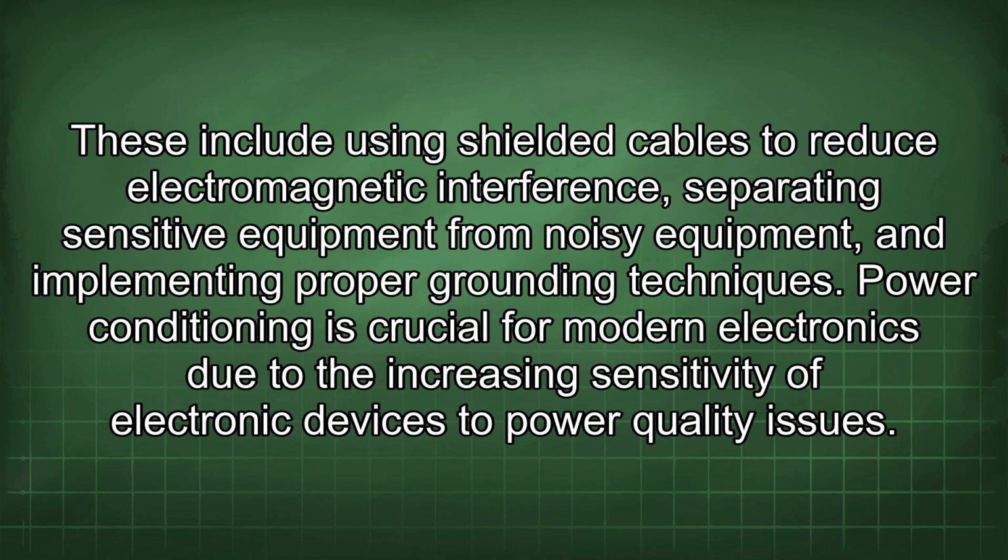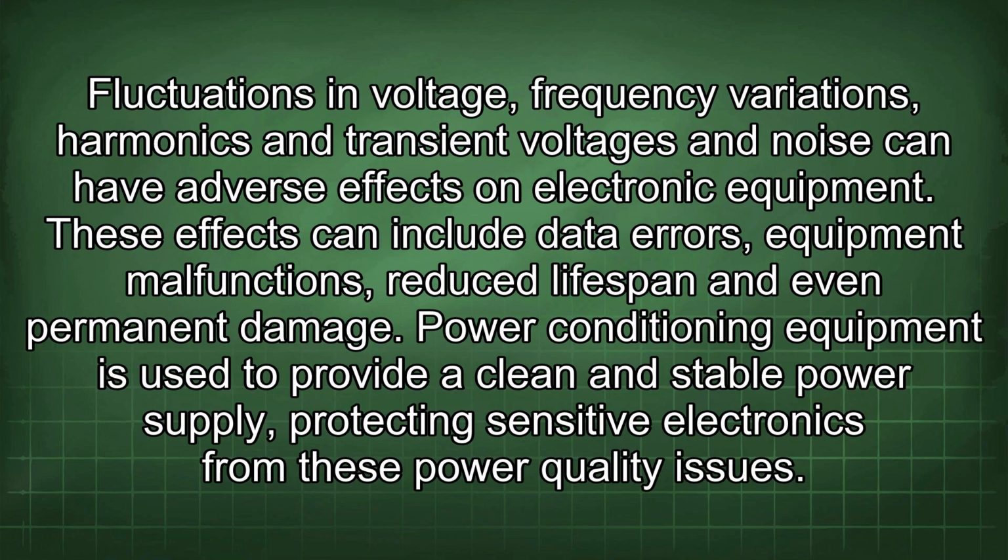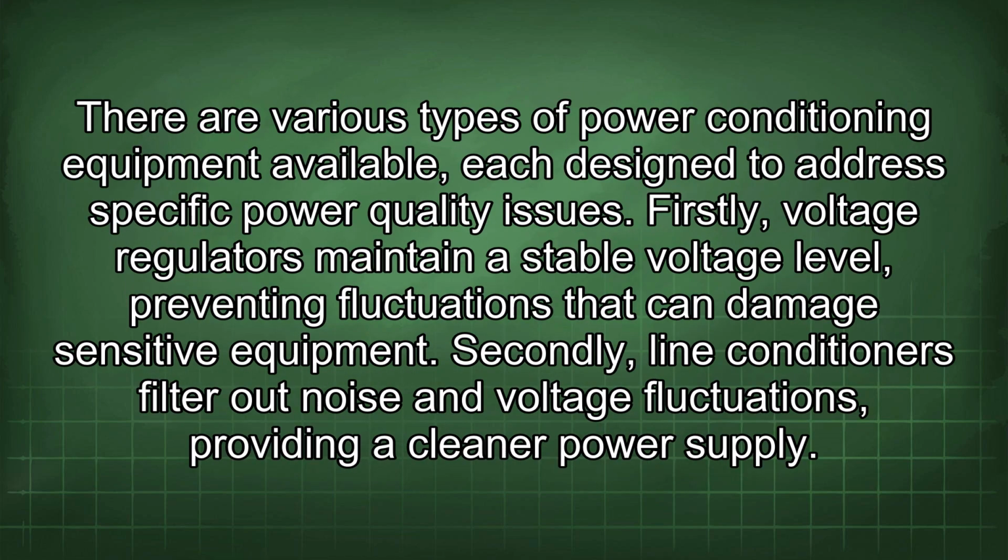Power conditioning is crucial for modern electronics due to the increasing sensitivity of electronic devices to power quality issues. Fluctuations in voltage, frequency variations, harmonics, and transient voltages and noise can have adverse effects on electronic equipment. These effects can include data errors, equipment malfunctions, reduced lifespan, and even permanent damage. Power conditioning equipment is used to provide a clean and stable power supply, protecting sensitive electronics from these power quality issues.